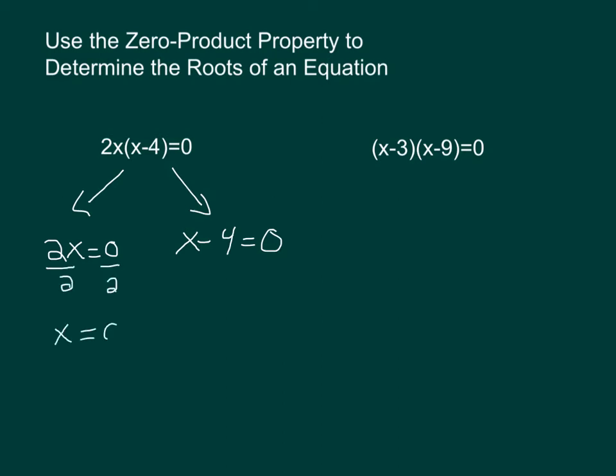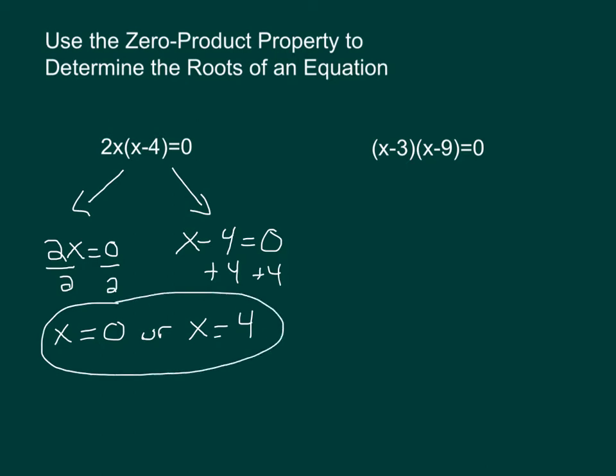0 divided by 2 is 0. And then on the second equation, I'll add 4, and I get x equals 4. These are my two answers for this one equation. These are my roots of my original equation, 2x times x minus 4 equals 0.